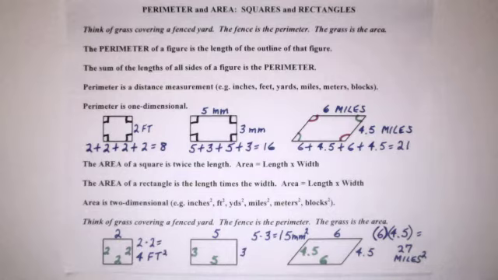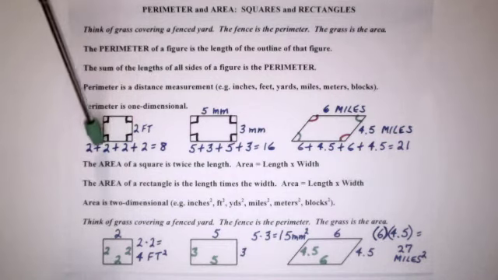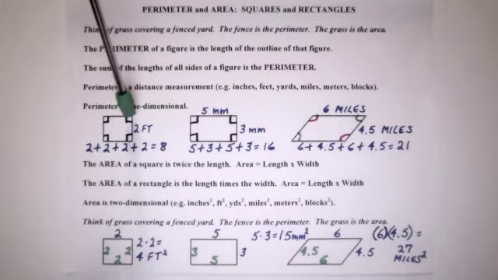And the perimeter is just adding each of the sides. So 2 plus 2 plus 2 plus 2 equals 8 feet. The perimeter is 8 feet. One-dimensional, feet to the first power.